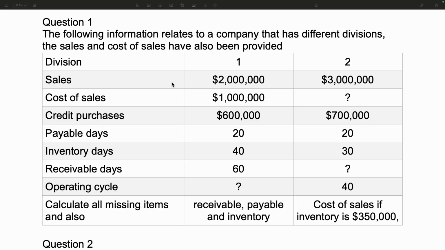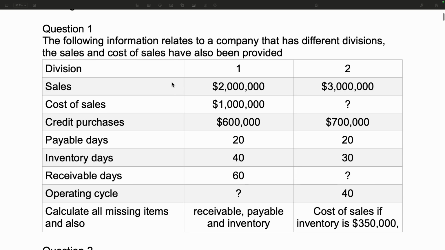Question number 1. This is about a little bit on cash flow management. Here you've got a few question marks to work out. The following information relates to a company that has different divisions. Sales and cost of sales have also been provided.